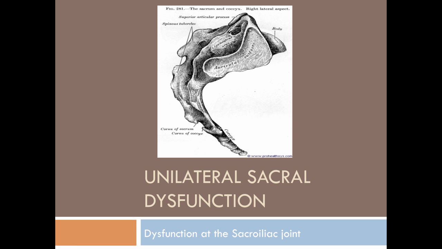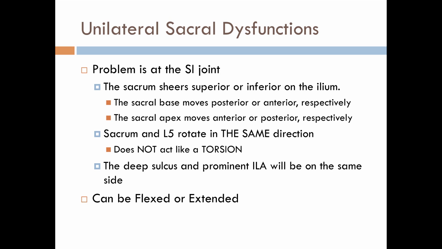Now, unilateral dysfunction can seem to get a little more complicated and seems a little less intuitive sometimes. But essentially what is happening, this now is a dysfunction at the SI joint. And really what's happening is a superior or inferior shear of the sacrum relative to the innominate or the ilium. And as you saw before, if we move the sacrum inferior or superior because of the shape of the SI joint, it will shift the base and the apex in opposite directions, anterior and posterior.